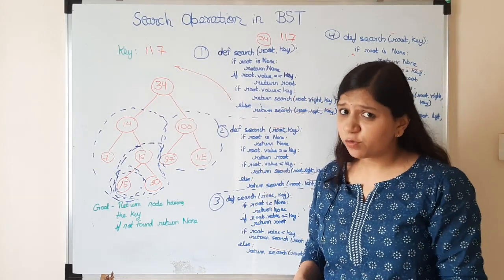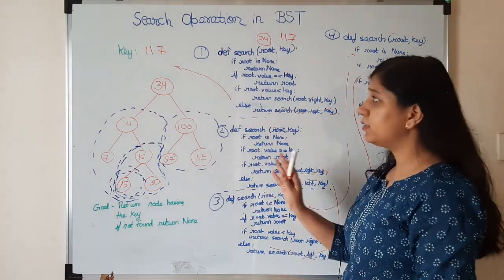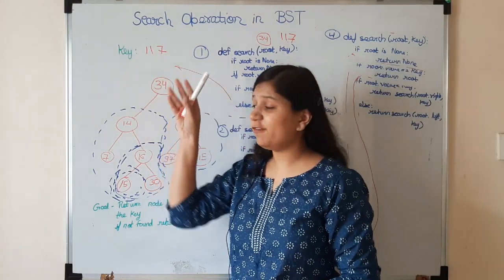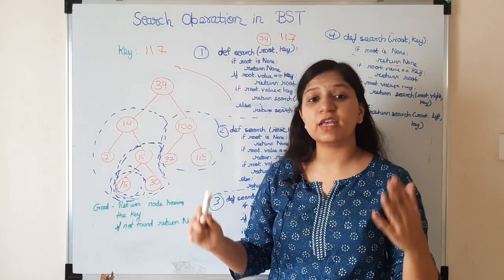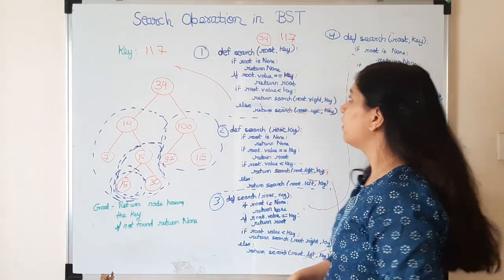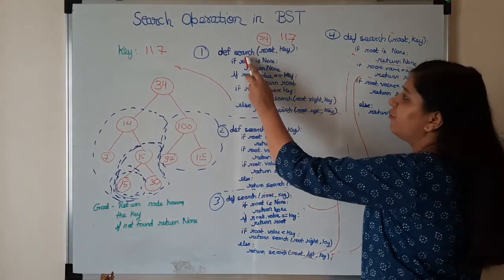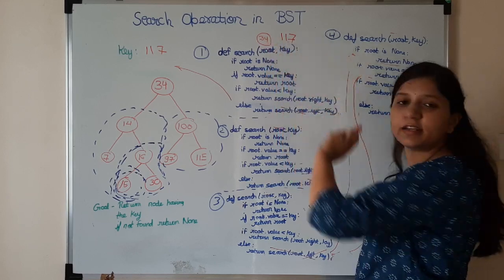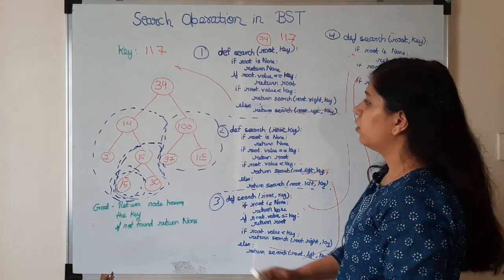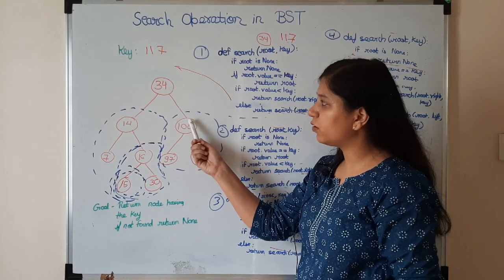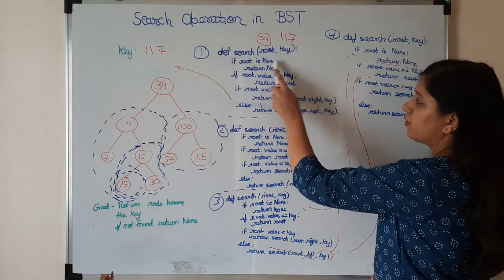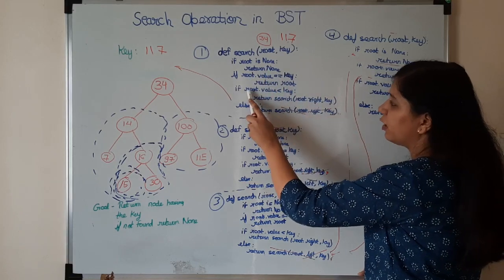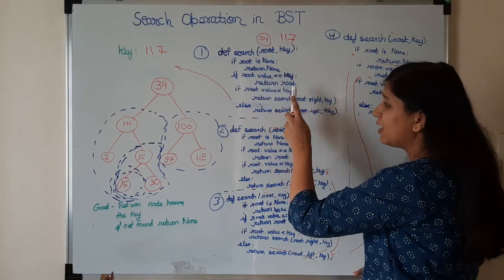Okay guys, so again we are going to dry run the same code, but this time the key is 117, which is not there in the BST. So let's see how our code works when the key is not present. Okay, so we'll start from here. The key is 117 and the root node is 34. So here 117 is bigger, so we should look for the right subtree, right? So this condition is not true, this is not true. If root dot value is less than key, yes.